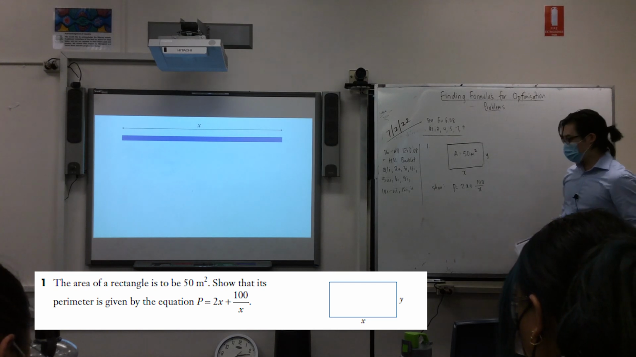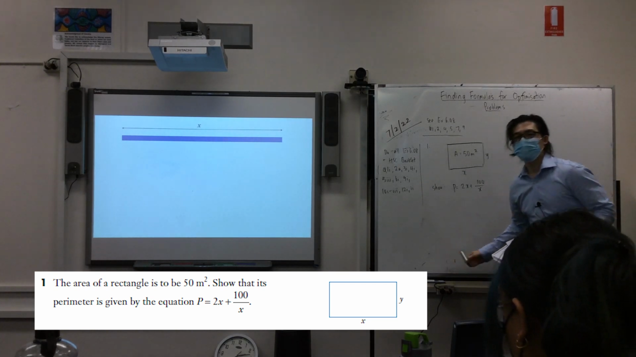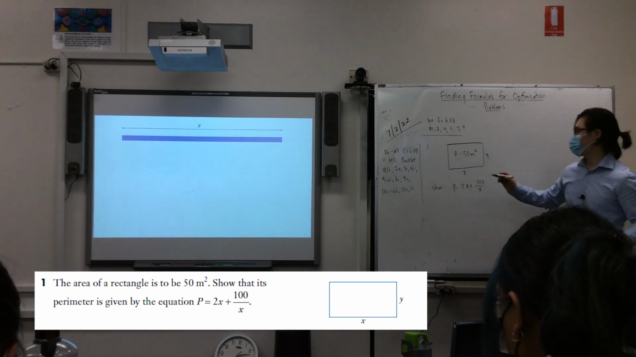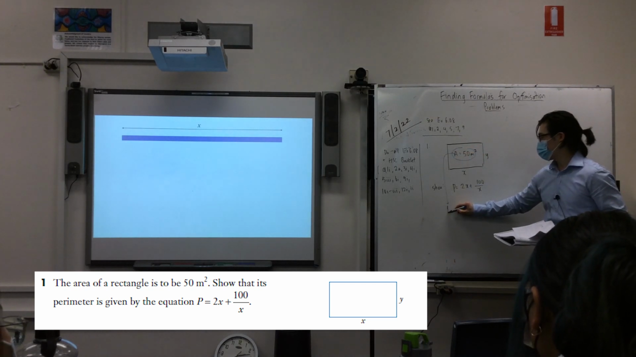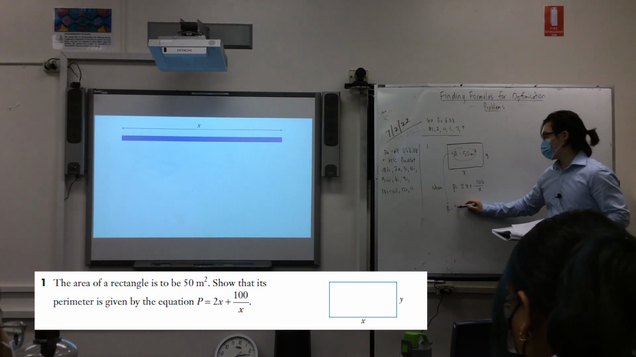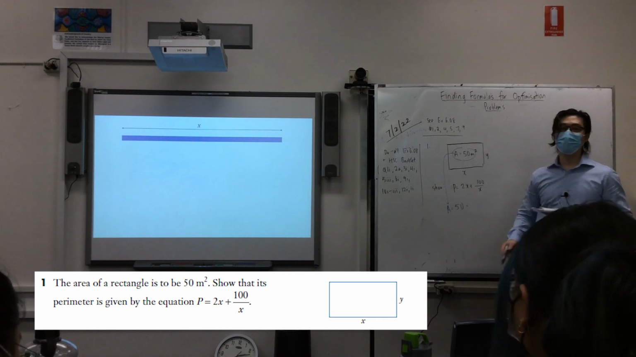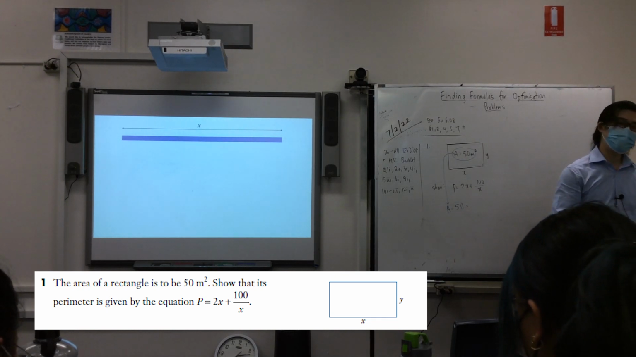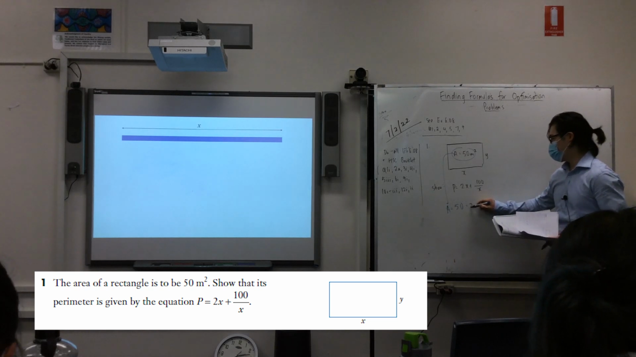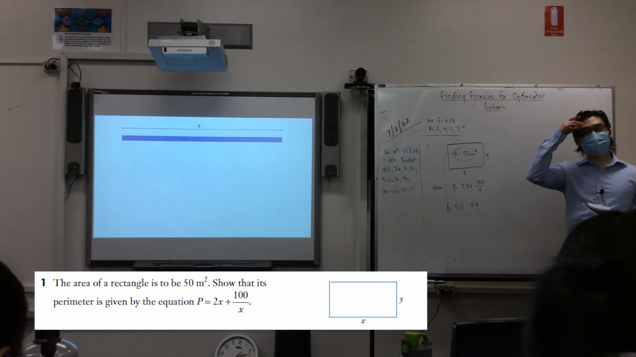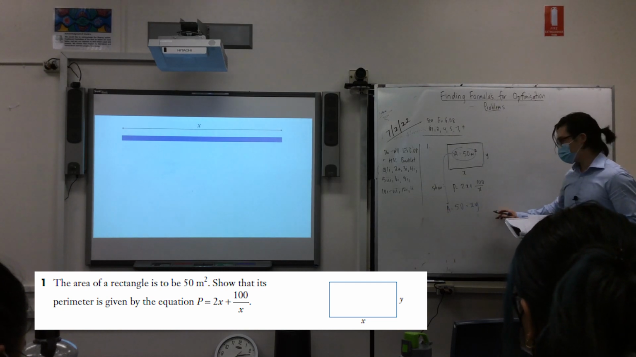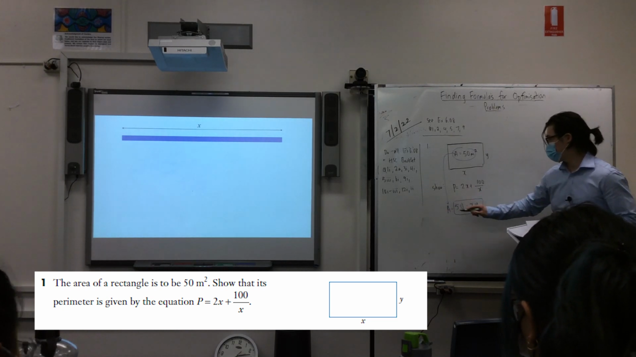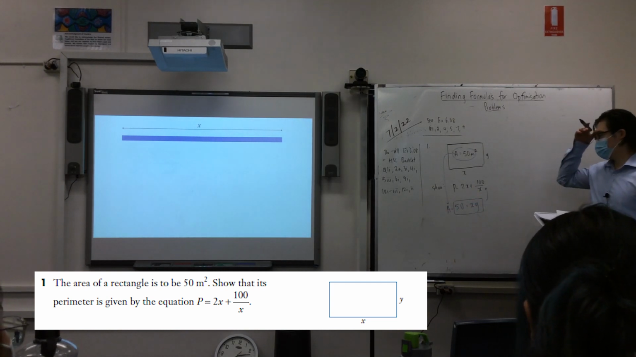All right? So in order to do these types of problems, work with what you're given first. We've got this. So the area is 50. But what's the area in terms of the dimensions given? Length times breadth of a rectangle. So we've got this. Let's work with this. We want to get to this.